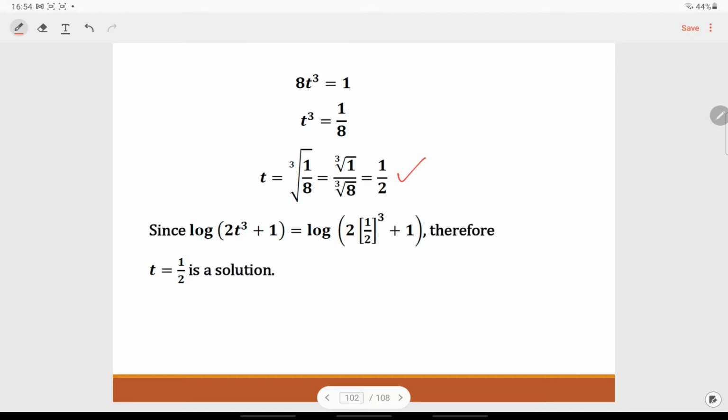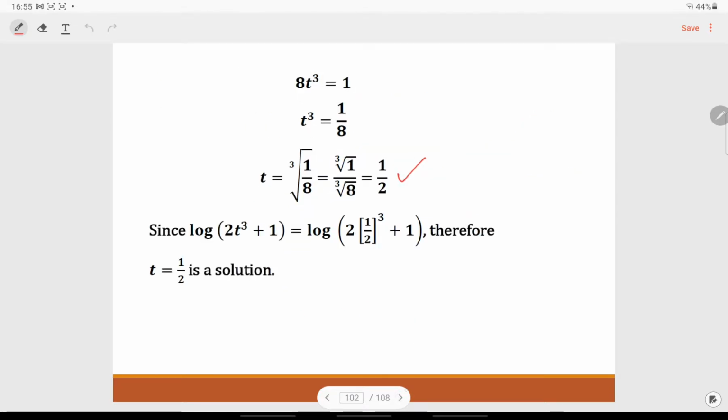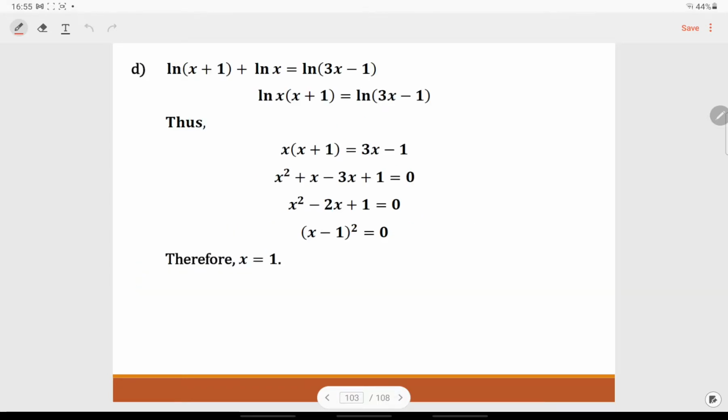But remember we need to verify. We need to put t equal to half into the given logarithmic equation and see whether the logarithms are defined or undefined. After we substitute the value, yes, it is defined. So t equal to half is a solution.